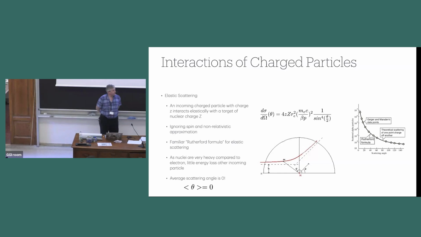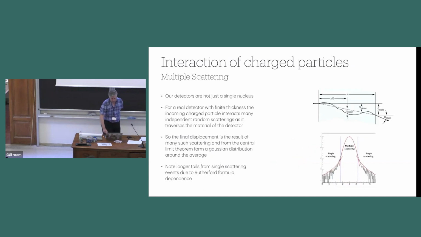So essentially what you have is an incoming charged particle. It interacts with the target of nuclear charge Z. And if you ignore spin and relativity, you get this classic formula from Rutherford scattering, which you've probably derived in your modern physics class. And because the nuclei are very heavy, there's very little energy loss for the incoming particle. It gets scattered. The nucleus doesn't move very much. The electron just gets bounced off it. And in fact, the average scattering angle is 0 if you take a look at the formula.